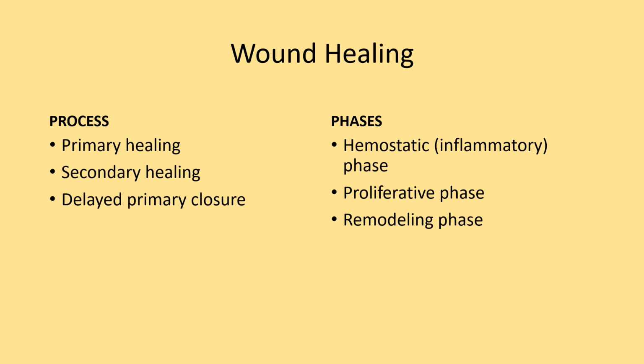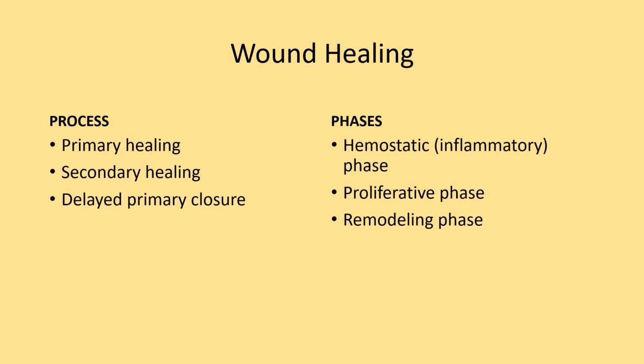Delayed primary closure is also known as tertiary intention. This is a combination of primary and secondary healing. The wound is left open for 5 to 10 days before it is closed with suture. This decreases the risk of infection in wounds that are not considered clean at the time of tissue injury.